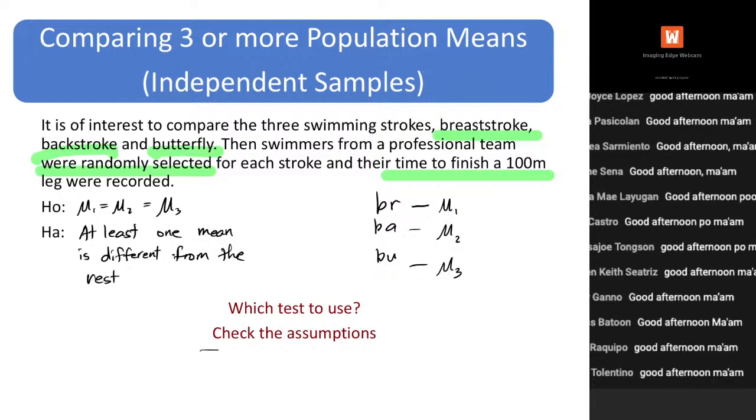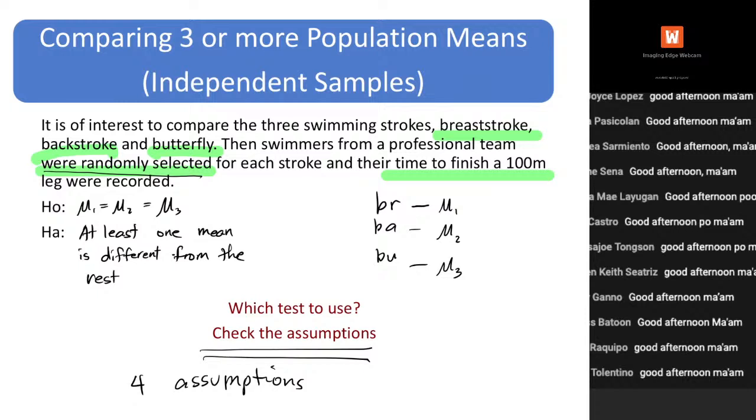Check the assumptions. How many assumptions are there? 4. Okay? 4 assumptions. Number 1, first, quantitative ba si data mo? Yes. Time yan eh. Okay? Number 2, okay, is your sample selected using a simple random? Yes, randomly selected. Next, yung ating bang tatlong grupo ay normally distributed? Yung tatlo, normally distributed. I-check mo. Check natin using normality test.